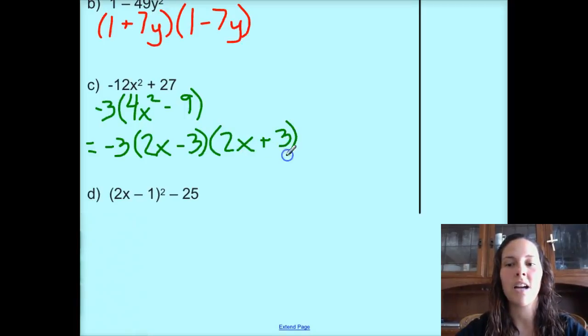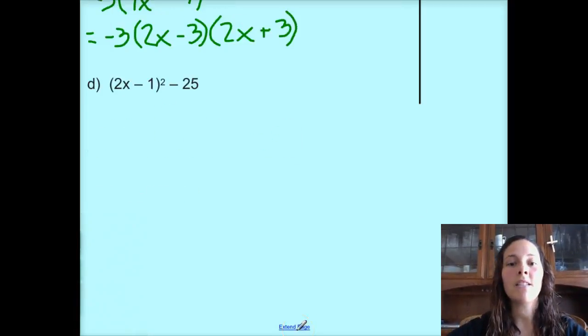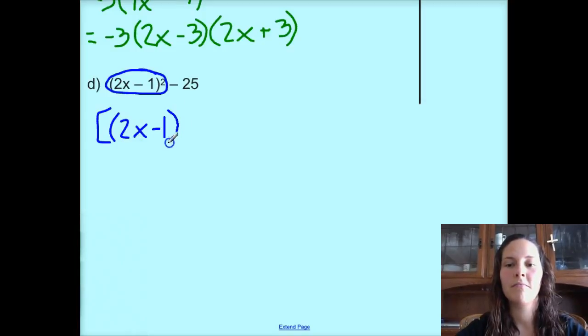as long as you factor that difference of squares into conjugates. This last one may not look like a difference of squares, but it is. This whole term is squared. So the square root of that would be 2x minus 1. Square root of 25 is 5. And then write the conjugate.